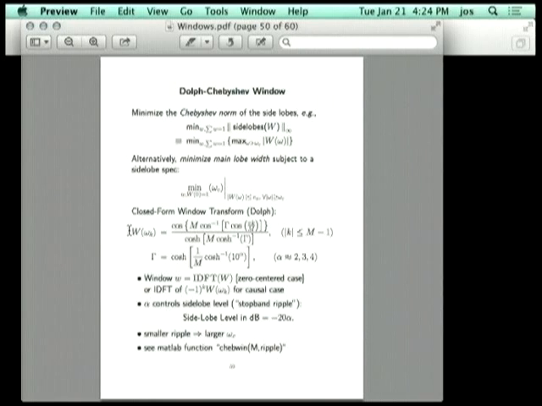Well, here's the answer. So it turns out the closed form answer is this. So you take your alpha, which is the side lobe level. So your side lobe level is minus 20 alpha, and that will basically force the main lobe to be a certain width. So 10 to the alpha, hyperbolic inverse cosine of that, and then divide by your window length M, and that's this gamma function. And now you plug that in to this expression, which looks like a Chebyshev polynomial up here, and then you're dividing by the hyperbolic cosine of M times the hyperbolic inverse cosine of gamma, which is basically a normalization.